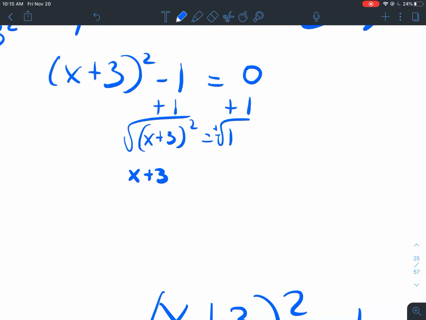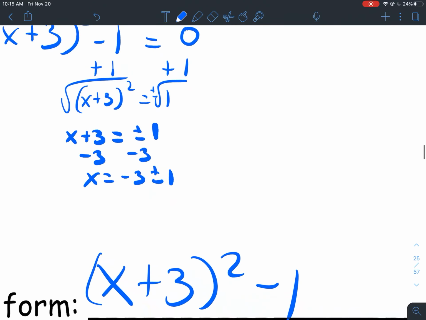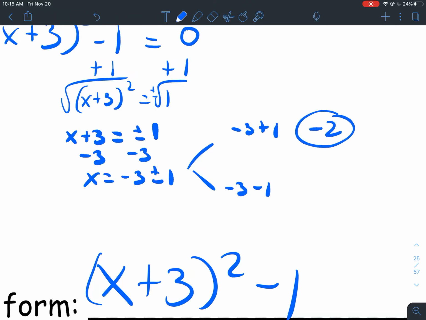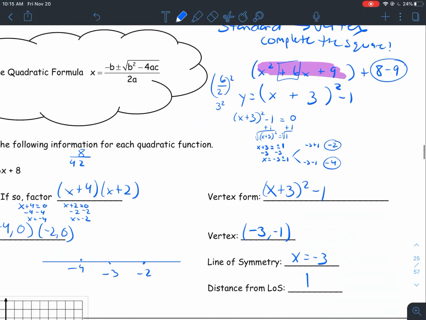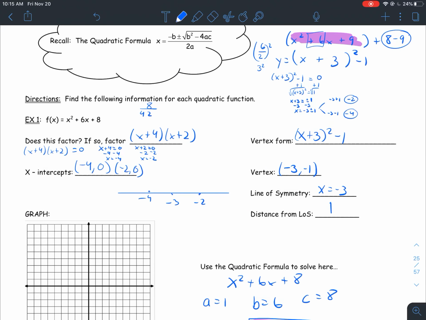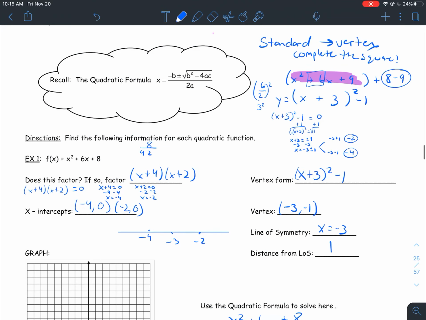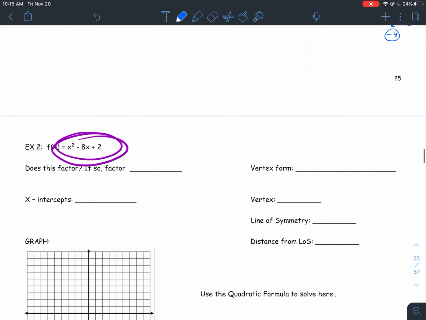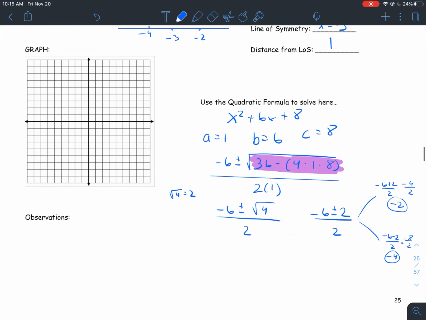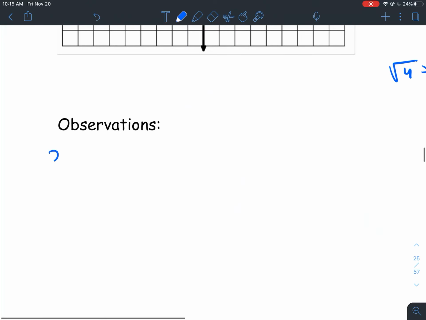We get x plus 3 equals plus or minus. We all know the square root of 1 is 1, so we get plus or minus 1. We got to bring the 3 over. So we get x equals negative 3 plus or minus 1, which we could split up here, right? We get negative 3 plus 1, negative 3 minus 1. We get negative 2, and we get negative 4. So look, we have now gotten negative 2 and negative 4 in 3 different ways. We got it from finding the x-intercepts, from using the quadratic formula down here, and then also completing the square and solving for x. So there are 3 different methods we can use to solve.